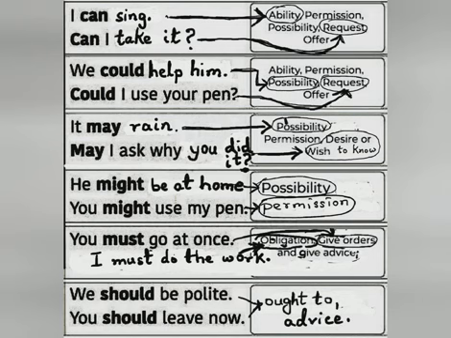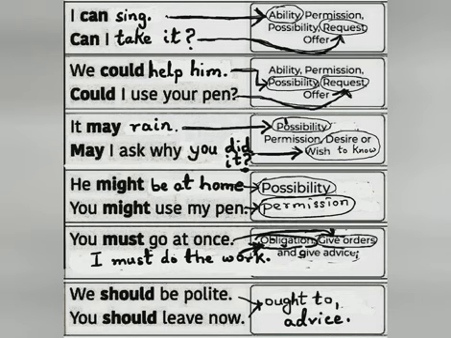It may rain. This indicates a possibility that it may rain. May I ask why you did it? Here, there is a wish or a desire to know the reason. He might be at home. This sentence also indicates a possibility that the person might be at home.